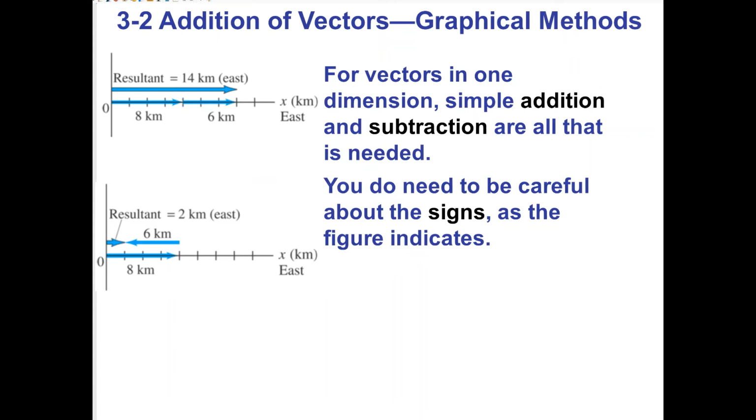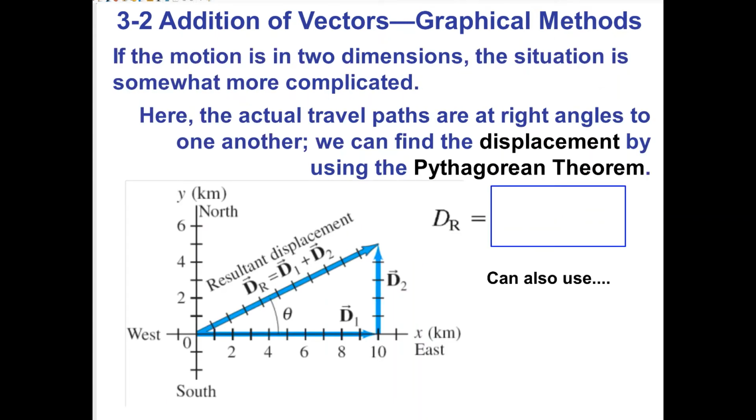Now, if the motion is in 2D, it gets a little bit more complicated, but still not too bad. Let's say this person starts down here at the origin, walks 10 kilometers towards the east, and then turns towards the north and walks another 5 kilometers. Now, certainly they walked a distance of 15 kilometers. That's a simple scalar addition. If I wanted to determine their displacement, how far they are from the point of origin, both as a magnitude and a direction, I might consider this a triangle that we have here.